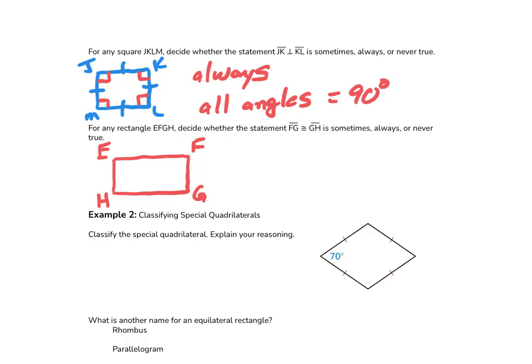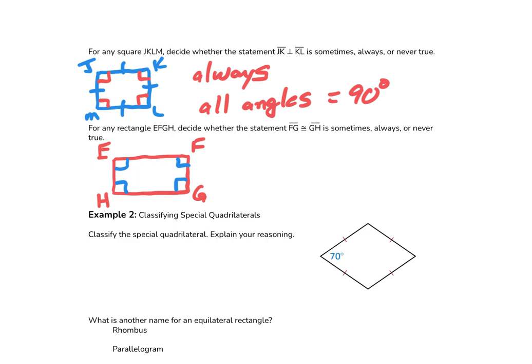All the angles are congruent. All the angles are 90, okay? A rectangle has 4 right angles. It's asking me if FG and GH are congruent. In the picture that I have drawn here, are FG and GH congruent? What do you guys think?